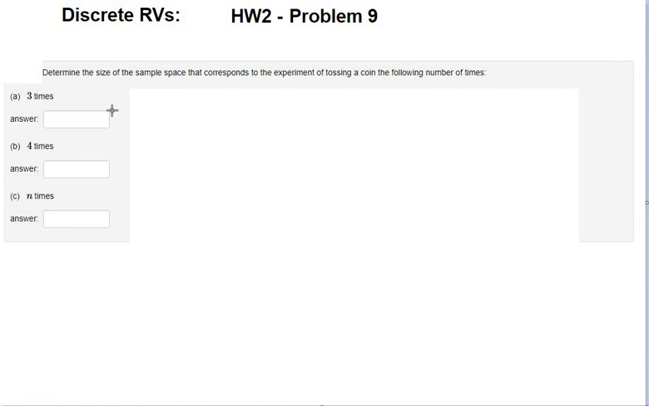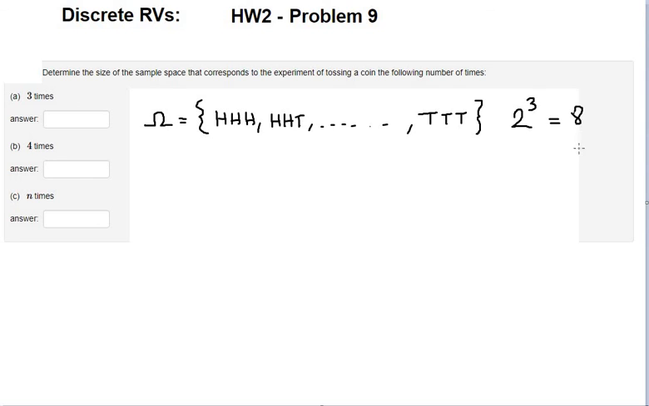Problem number 9. Determine the size of the sample space that corresponds to the experiment of tossing a coin the following numbers of times. So we're tossing the coin 3 times. Our sample space omega will consist of head, head, head. We can have head, head, tails, up to tail, tail, tail. So we have 2 options, head or tail. And we're tossing the coin 3 times. So it's going to be 2 to the 3rd, which is 8.